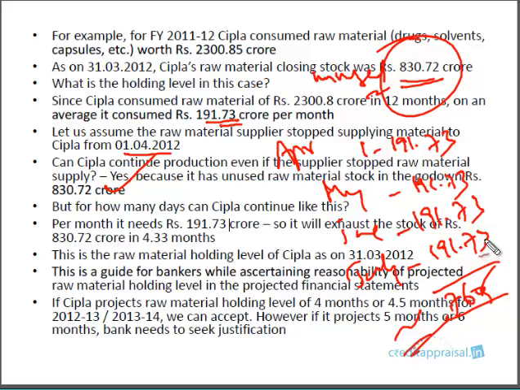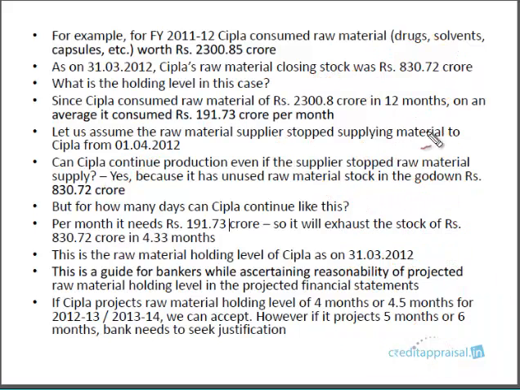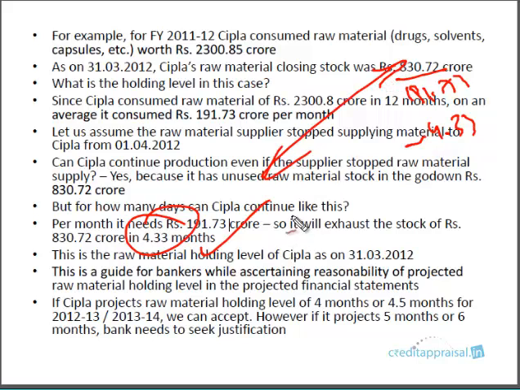If you add this, you're going to get around 765, right? You cannot go into August, because if you go into full August and add up 195, it's going to cross this 830. So somewhere between 4 to 5 months, you can continue without getting a supply from the raw material supplier. If you actually do the math, if you divide 830.72 by 191.73, what you're going to get is around 4.33. So if the raw material supply stops today, Cipla can still continue production up to 4.33 months because it's got sufficient, this much, 830 crores of raw material stock.